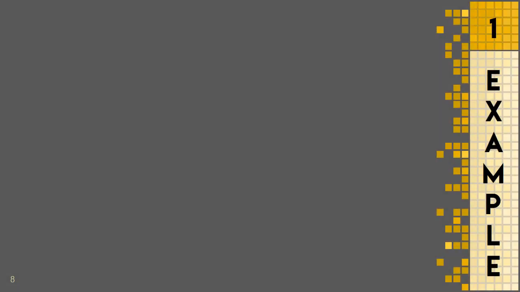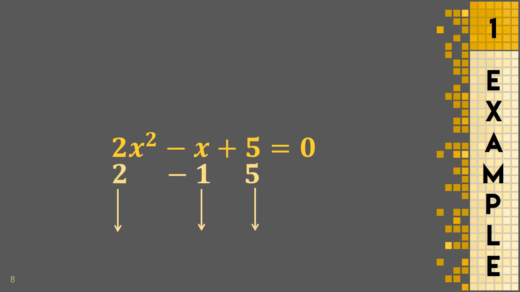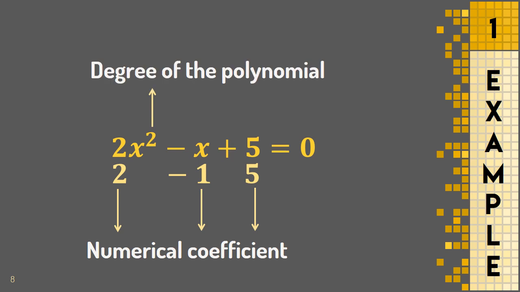To simplify the definition, let us have this example: 2x squared minus x plus 5 is equal to 0. This is an example of a polynomial equation, wherein 2, negative 1, and 5 are numerical coefficients, while 2 is the degree of the polynomial.